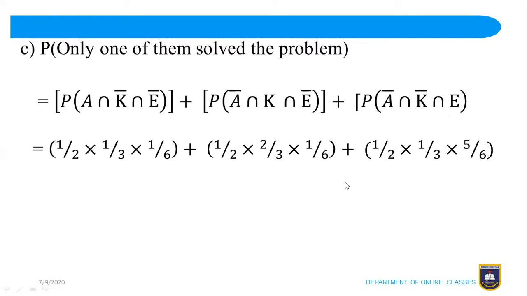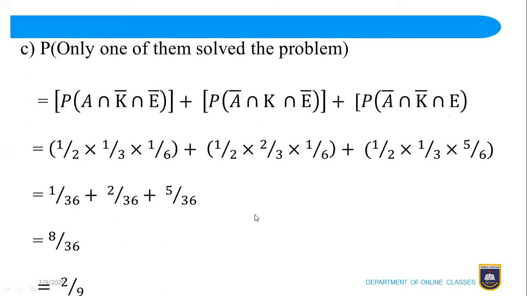So if you simplify each of the expressions there, the whole of the first expression will give you 1 on 36, plus the whole of the second expression will give you 2 on 36, plus the whole of the third expression will also give you 5 on 36. Putting all the three expressions together, it gives us 8 on 36, simplified to 2 over 9. So 2 over 9 is the probability that only one of them solved the problem.